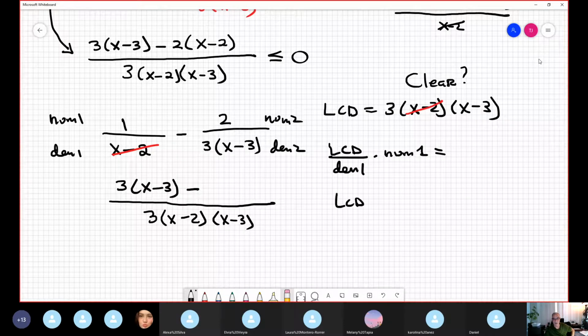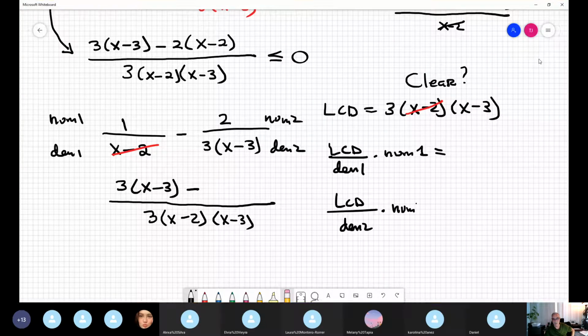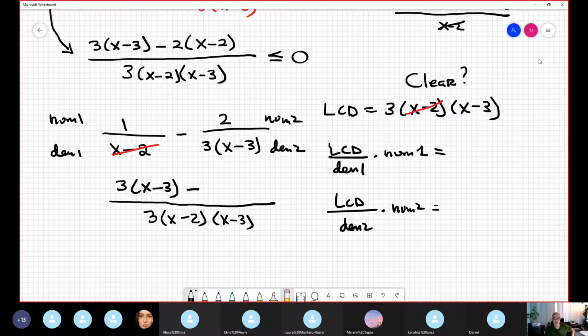Likewise, LCD divided by denominator 2, multiplied by numerator 2. So when you divide the LCD, I'm using blue color, by denominator 2, it's obvious that this 3 is cancelled and x minus 3 is cancelled. And stay alive only the red part, which is x minus 2 times minus 2 that we have in the numerator 2. Super clear or super confusing? Then less than or equal to 0.